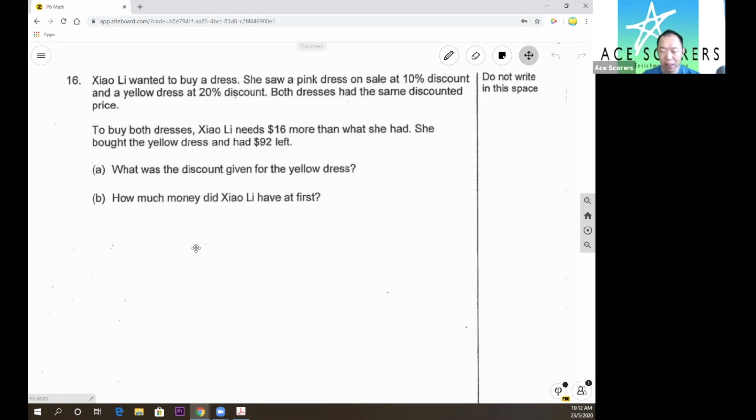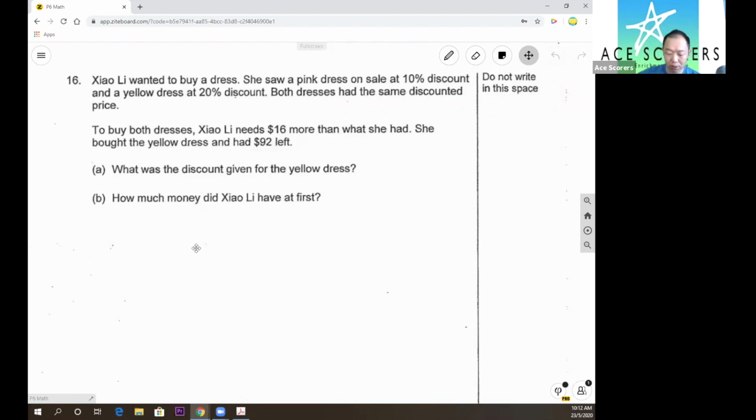She saw a pink dress on sale. Now there are two dresses. To buy both, Xiaoli needs 16 more. So she bought the yellow dress and had $92 left. Now this is a bit of an English thing here. To buy both, she needs $16 more than what she had. Then she bought the yellow dress and had $92 left.